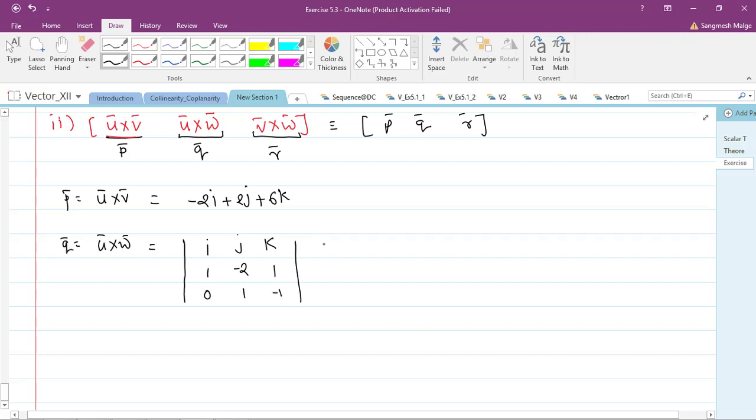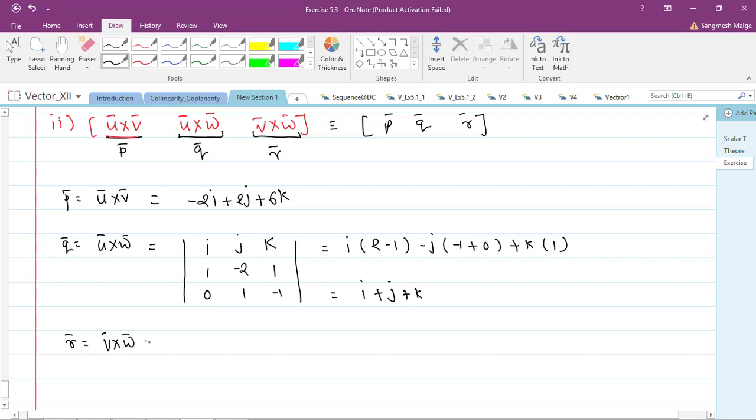So let's solve this determinant. It is i into (plus 2 minus 1), minus j into (minus 1 plus 0), and plus k into 1. So this becomes i, plus j, and plus k. Okay, so this becomes the q bar. Let's have the r bar now. R bar is equal to v bar cross w bar.